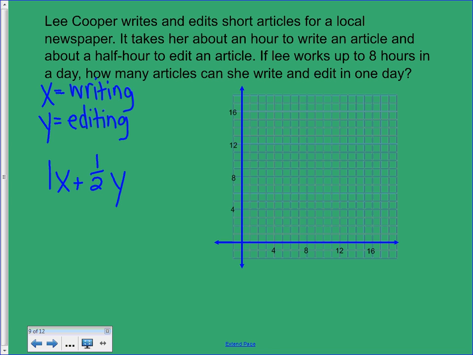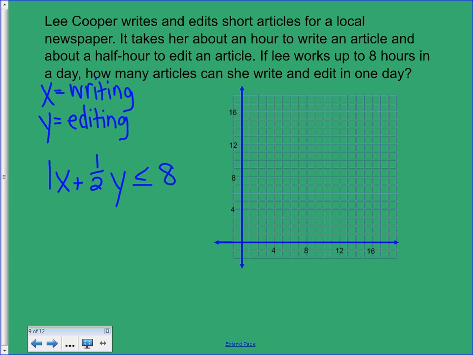I have 8 hours. I can work up to 8 hours. I can't work 8.3 hours. I can't work past 8 hours. I can work at most 8 hours. So that's going to give me x + 1/2 y less than or equal to 8.